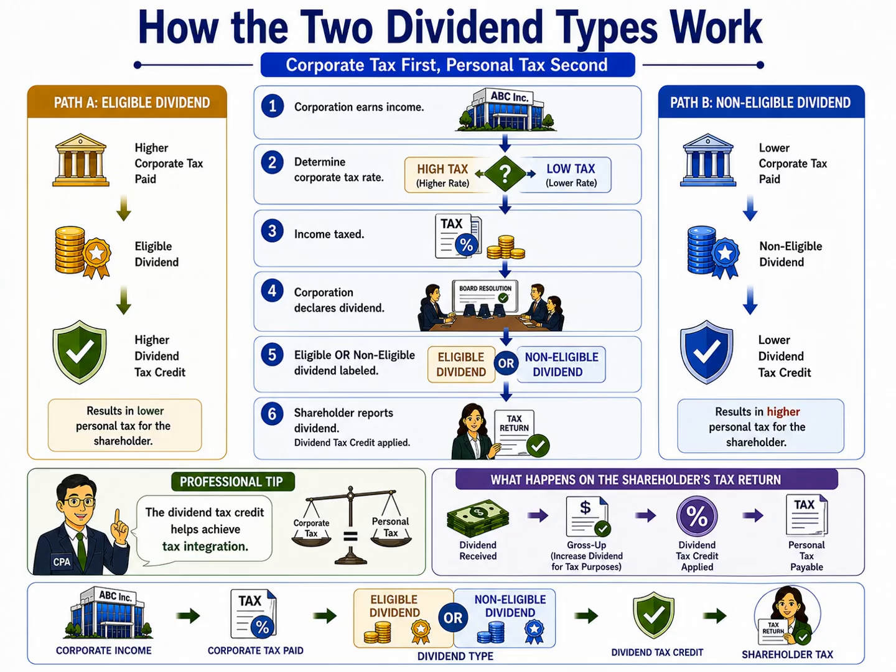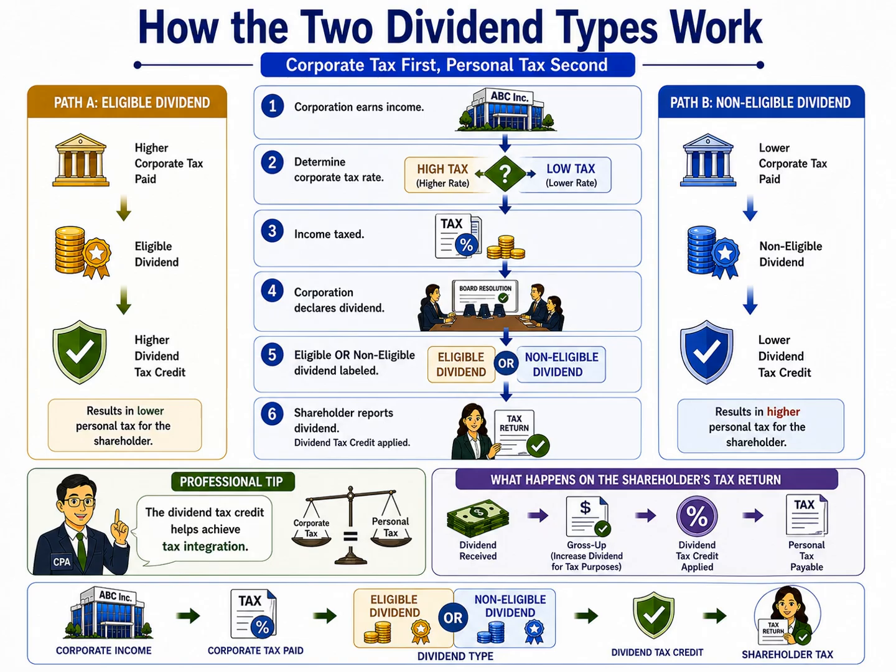To understand eligible and non-eligible dividends, it's helpful to follow the complete journey of corporate income from the moment it is earned by the corporation until it is taxed in the hands of the shareholder. This process illustrates how Canada's tax system attempts to achieve tax integration, meaning that income earned through a corporation should, as much as possible, be taxed similarly to income earned directly by an individual.